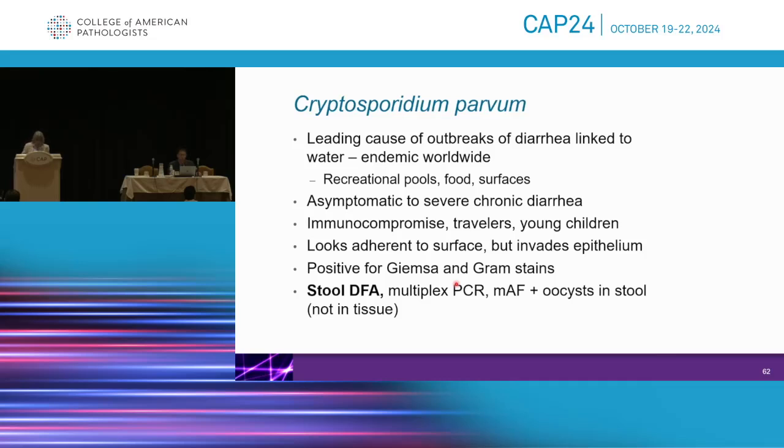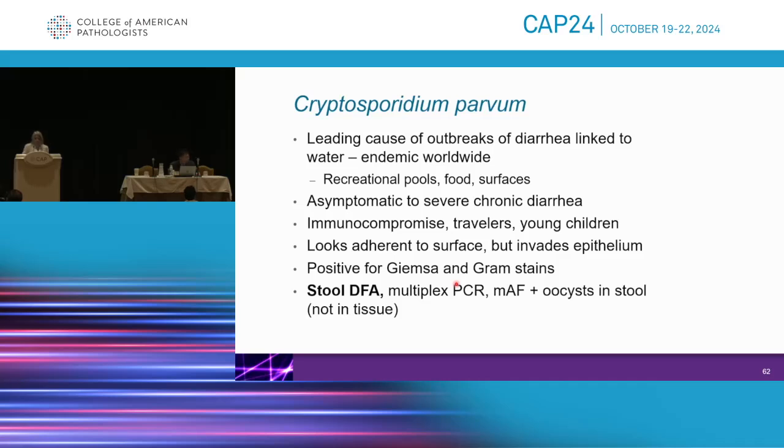And so Cryptosporidium parvum is one of the most common human coccidian intestinal parasites, is the most common human coccidian intestinal parasite. And it's the leading cause of outbreaks of diarrhea linked to water. And this is endemic worldwide, which differs a little bit from its counterparts. So it's been associated with outbreaks in recreational pools and food and on surfaces as well. And kind of like Giardia, these patients can range from being asymptomatic to having severe chronic diarrhea with sequelae.